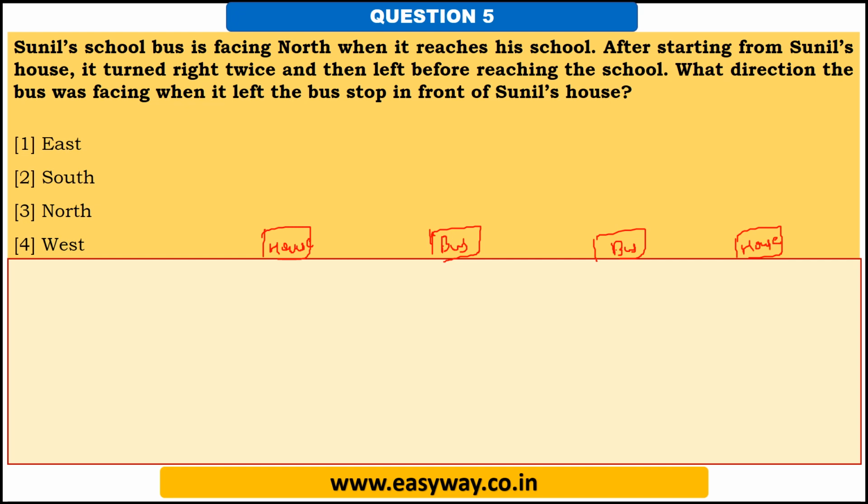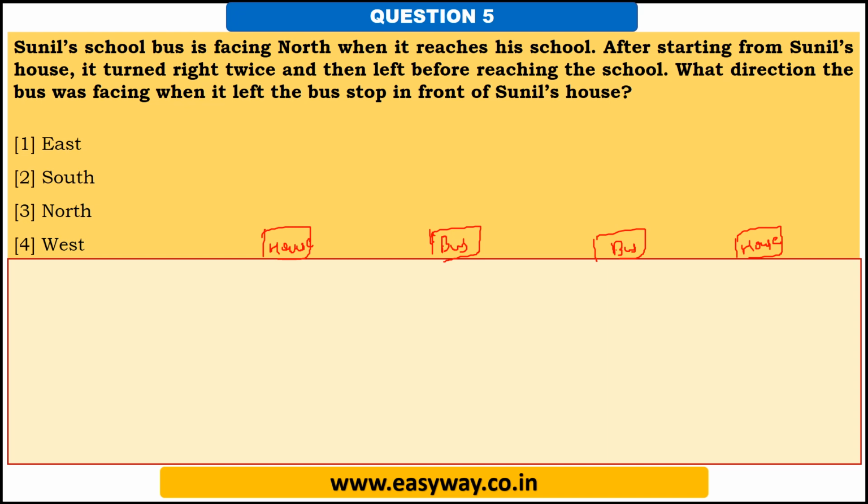Next it is said that after starting from Sunil's house, it turned. Where is the bus stop? The bus stop is in front of the house, and from this direction it turned right twice and then left, and then it reached school. When the bus reached school, it was facing north. Now imagine the bus facing this side, so the right side of the bus will be this side and the left side will be this side.